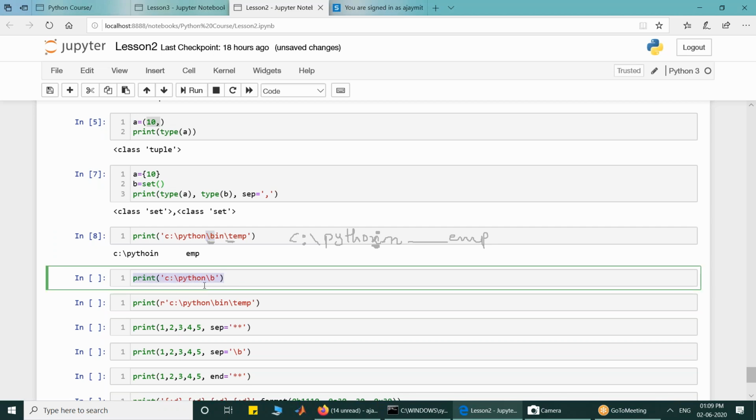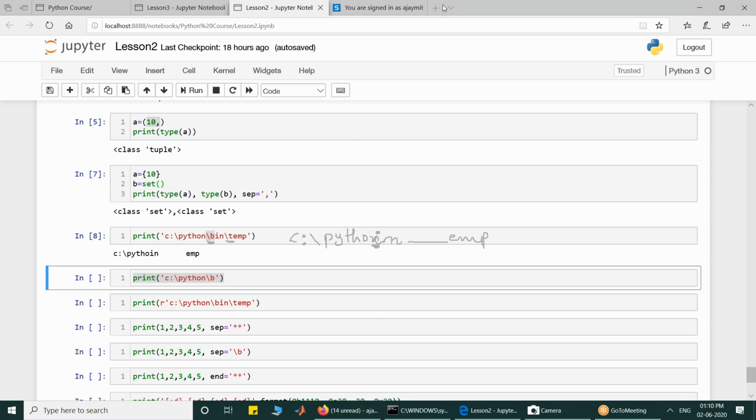What would be the output of the next one? Quickly tell me. What would be the output of C:\Python\b? Everyone should write in the chat box. Shreya has said Pytho. Mayor also said Pytho. Yes. Don't execute it. Tell me. Arnav has said Python.